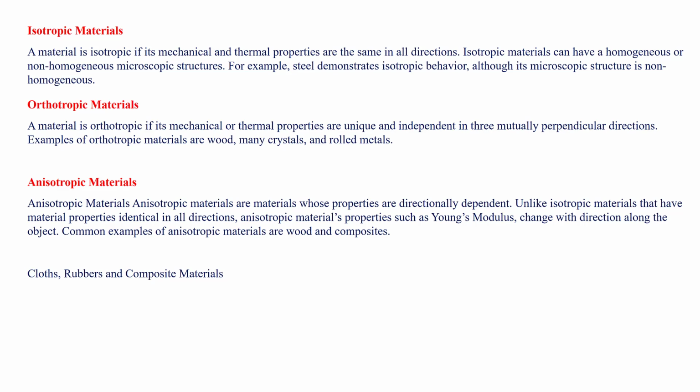Okay, finally we'll see about the types of materials we're going to consider, that is isotropic, orthotropic and anisotropic materials. When it comes to isotropic, the material properties, mechanical and thermal, are the same in all the directions. Remember that, very important thing. Simply we can consider steel and other metals. Orthotropic, so the mechanical as well as the thermal properties, when it comes to the crystals and other rolled metals, we can have it.